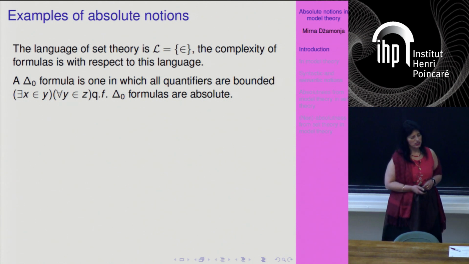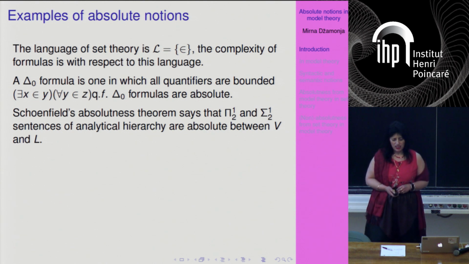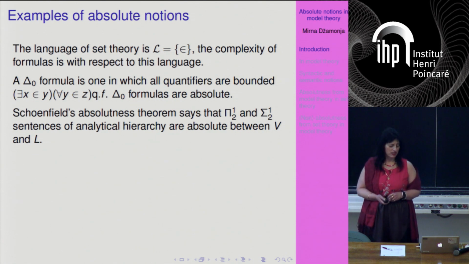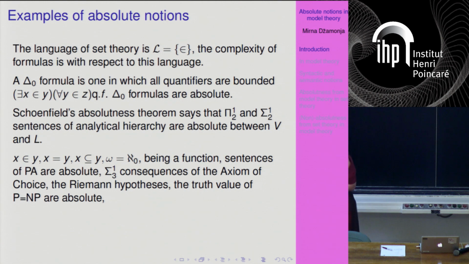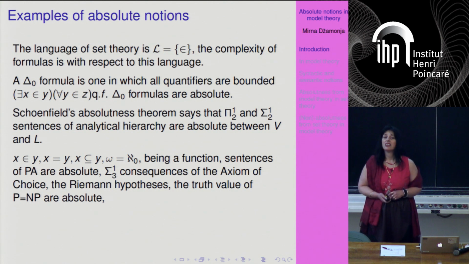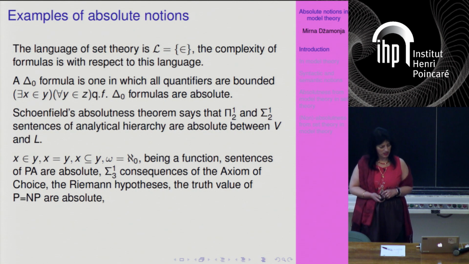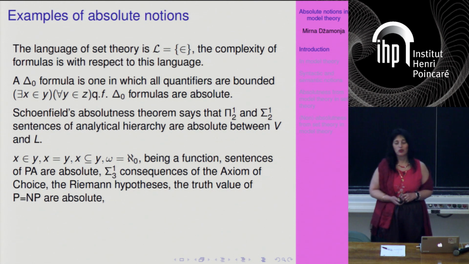Then there are many more complex formulas which are absolute. And in particular, there is this very nice absoluteness theorem which applies between any model V of ZFC and the constructible universe L. It is Shoenfield's absoluteness theorem. And it says that Pi^1_2 and Sigma^1_2 sentences of the analytical hierarchy are absolute. So using these tricks and similar tricks, we get that many notions are absolute: the membership, the equality, the subset relation, the first infinite cardinal aleph 0, being a function, any sentence of Peano arithmetic, Sigma^1_3 consequences of the axiom of choice, the Riemann hypothesis, the truth value of P equal NP, and many other things.